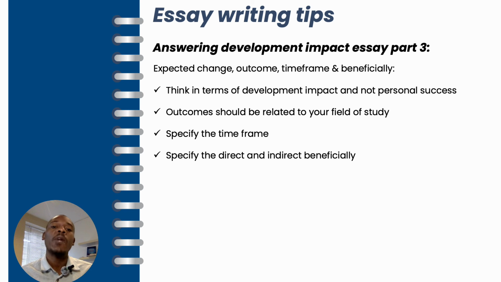So you need to specify the time frame and also give who is going to benefit both directly and indirectly. If you do policy advocacy, that is going to benefit a lot of people both directly and indirectly. So you should be able to specify exactly who you think are going to benefit indirectly and are going to benefit directly from you trying to contribute to solving that problem that you've identified.